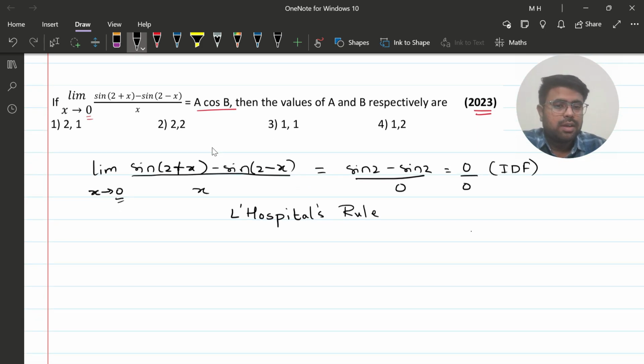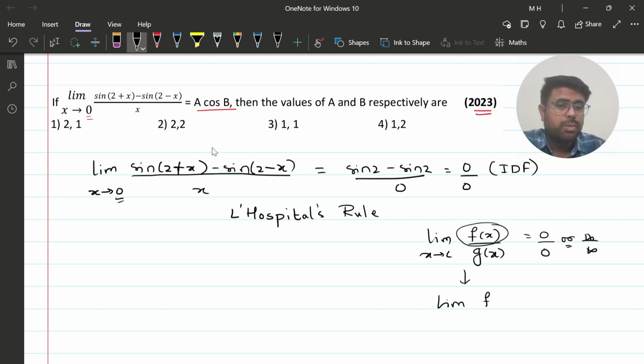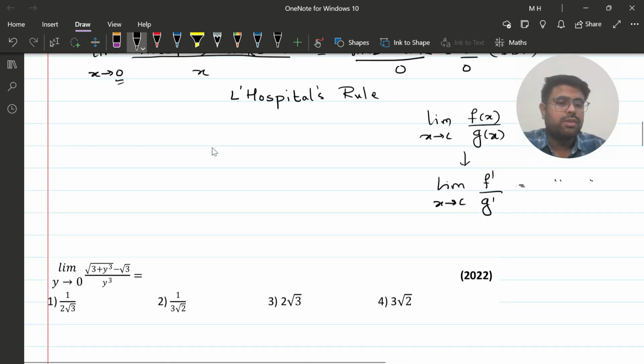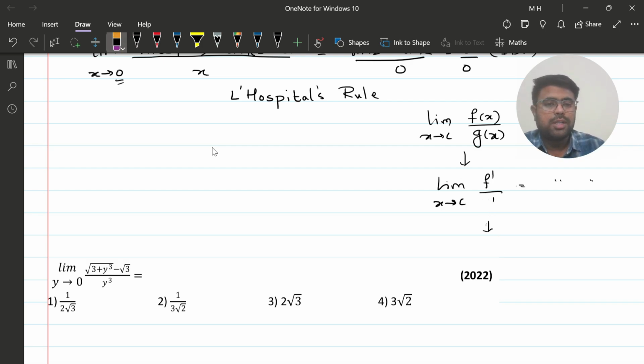It says that if f of x by g of x, the limit of this as x tends to c, is giving you 0 by 0 or infinity by infinity, then you differentiate it and evaluate the limit there. Differentiating numerator and denominator separately, not by using the u by v rule. Okay, so f dash by g dash as x tends to c. If this is again giving you 0 by 0 or infinity by infinity, you differentiate it again, f double dash by g double dash. So you can keep on doing this. That is what the L'Hopital's rule says.